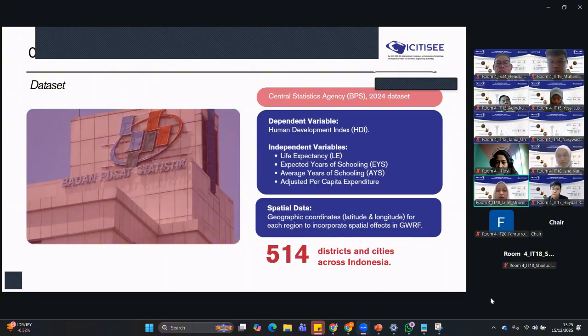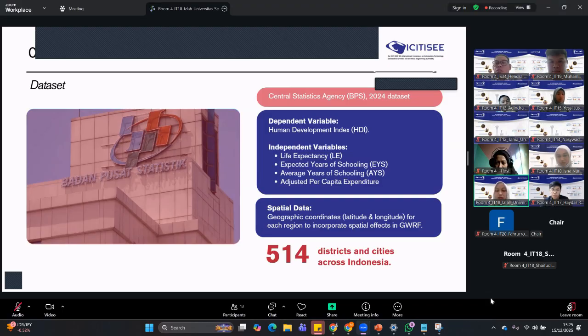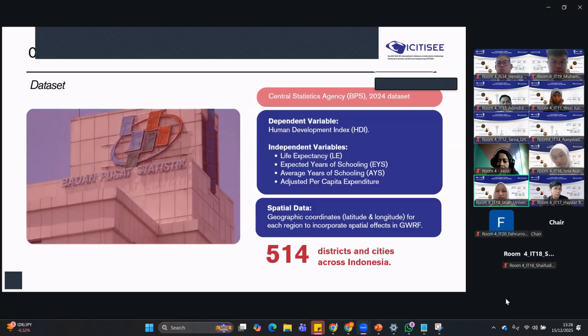So the dataset was obtained from the Central Statistics Agency of Indonesia, using the 2024 dataset. The dependent variable is the Human Development Index, and the independent variables include life expectancy, expected years of schooling, average years of schooling, and adjusted per capita expenditure. Spatial coordinates, specifically latitude and longitude, were included to capture spatial effects in the GWRF model. In total, the dataset consists of 514 districts and cities across Indonesia.